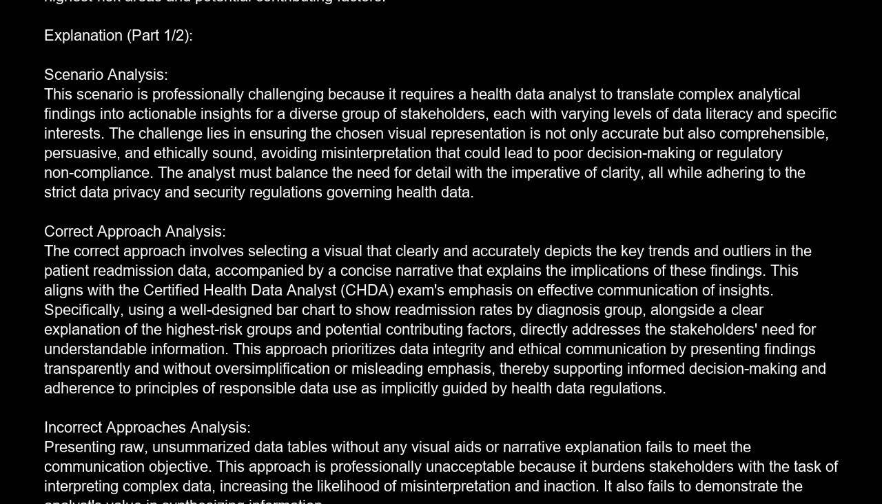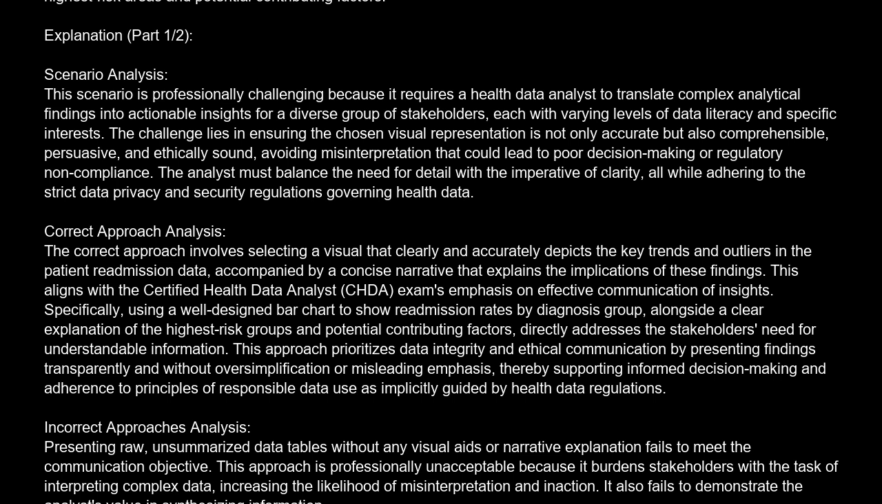Scenario analysis. This scenario is professionally challenging because it requires a health data analyst to translate complex analytical findings into actionable insights for a diverse group of stakeholders, each with varying levels of data literacy and specific interests. The challenge lies in ensuring the chosen visual representation is not only accurate, but also comprehensible, persuasive, and ethically sound, avoiding misinterpretation that could lead to poor decision-making or regulatory noncompliance.